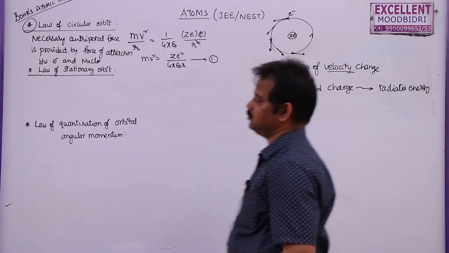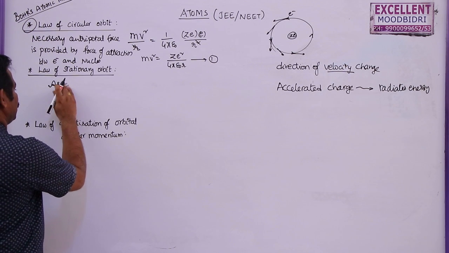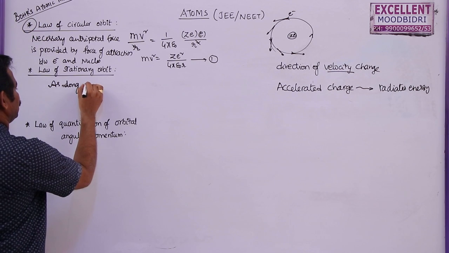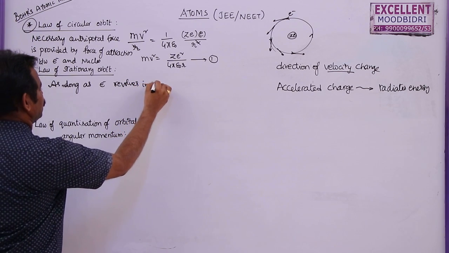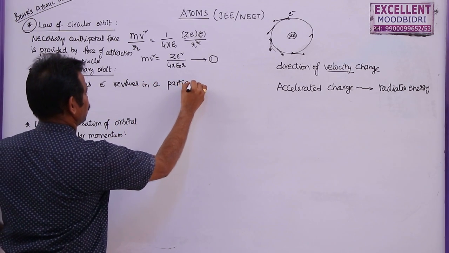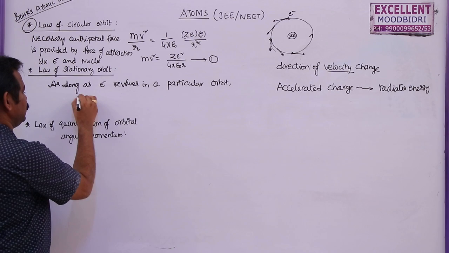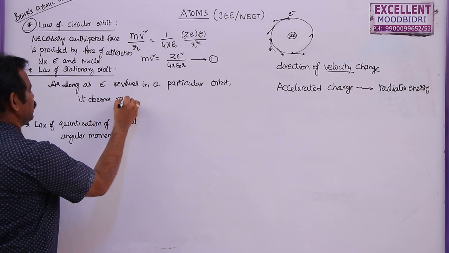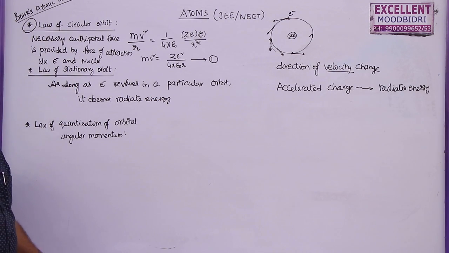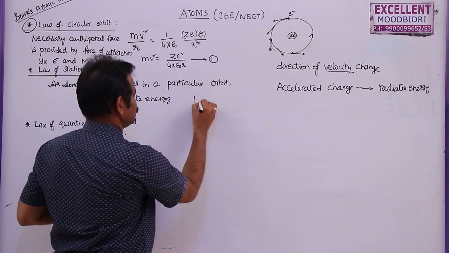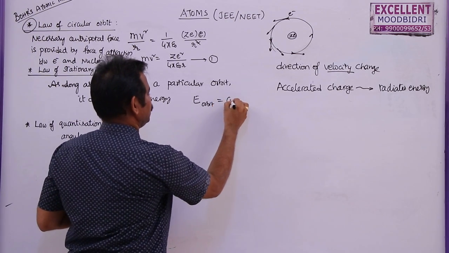But according to the law of stationary orbit, as long as this electron revolves in a particular orbit, it does not radiate energy. That means the energy of this electron when it is revolving in a particular orbit remains constant. So the energy of that orbit, or energy of the electron in a particular orbit, is constant.